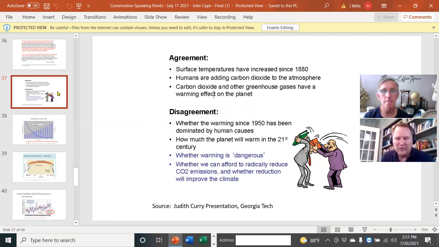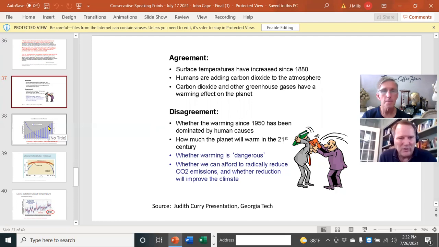The disagreement is this: whether the warming since 1950 has been dominated by human causes, how much the planet will warm in the 21st century, whether warming is dangerous, whether we can afford to radically reduce CO2 emissions, and whether reduction will improve the climate. So these are some pretty serious questions that punch gaping holes in the narrative that tell us at least to be cautious. Let's not go implementing policy that drives us to spending trillions of dollars on a strategy that's not very science-based or not very supportable with the current science and the current knowledge.